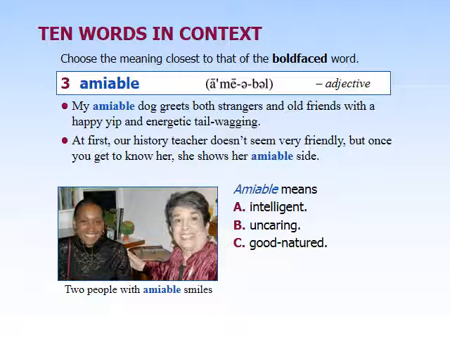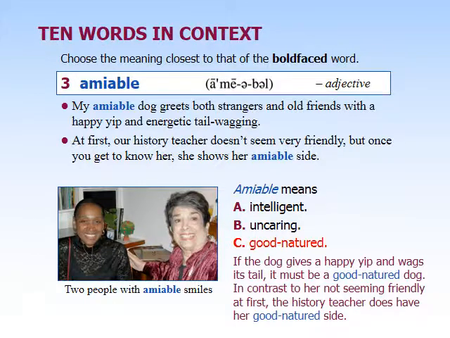My amiable dog greets both strangers and old friends with a happy yip and energetic tail wagging. At first, our history teacher didn't seem very friendly, but once you get to know her, she shows her amiable side. So what amiable means is good-natured. On page number 9, amiable is number 10. It says good-natured, friendly, and pleasant.